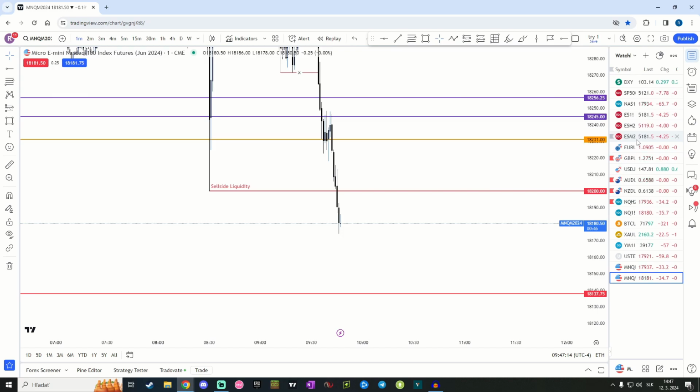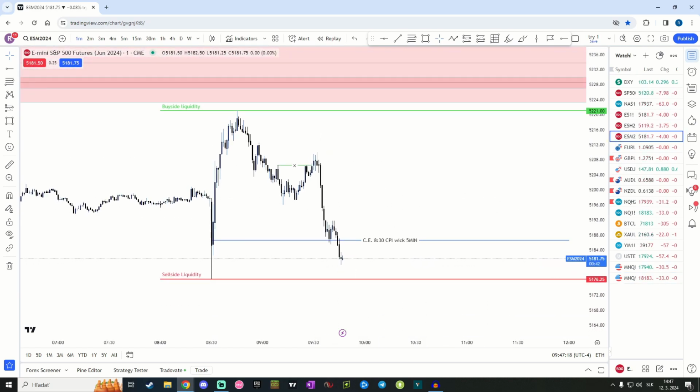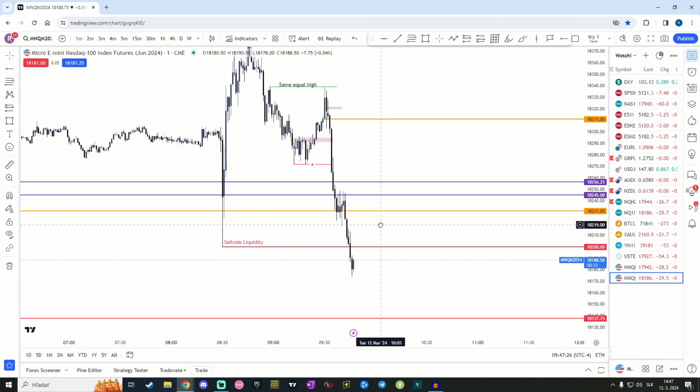So I think on ES, we are also in... Oh, I have a different contract opened. Okay, never mind. I had a different contract on ES. I was looking at something else.